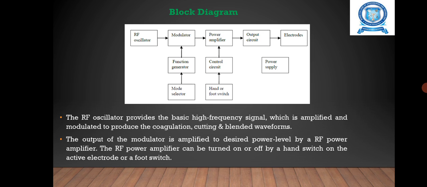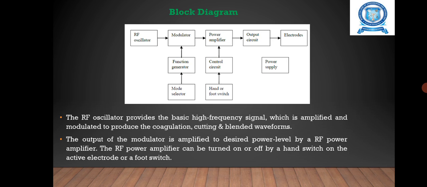Now the block diagram. The RF oscillator provides the basic high frequency signal, which is amplified and modulated to produce the coagulation, cutting and blended waveforms. The function generator produces the modulation waveform according to the mode selected by the operator. The output of the modulator is amplified to the desired power level by an RF amplifier.